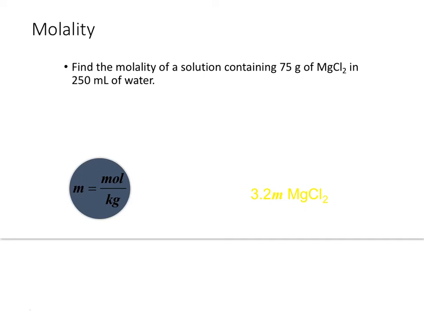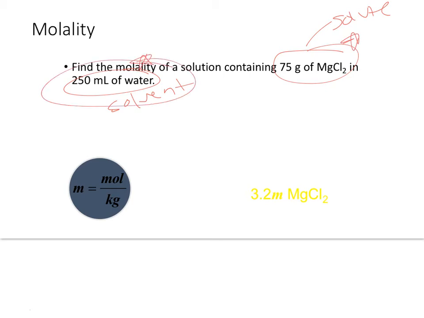So in this problem, they told us that they want us to find the molality of a solution containing 75 grams of magnesium chloride in 250 milliliters of water. In this situation, guys, I have my solute and I have my solvent. They have given me this information. The reason why I know that this one is my solute instead of this one is because my solvent is present in a greater quantity.